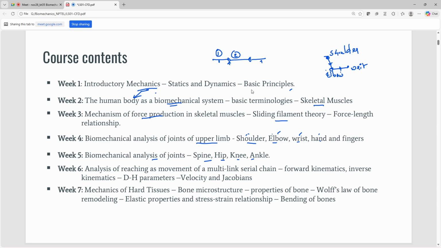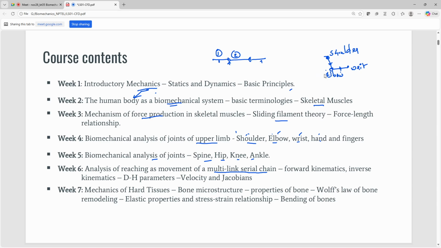Again, if we assume our upper limb as a linkage, or multi-link serial chain, as told here. Multi-link serial, because we have one bone from the shoulder, then at the elbow two bones, then again at the wrist there are multiple bones going towards the fingers. So all these linkages are there.